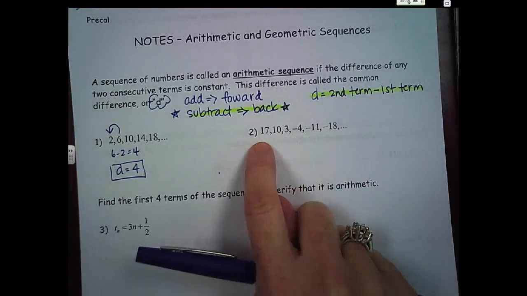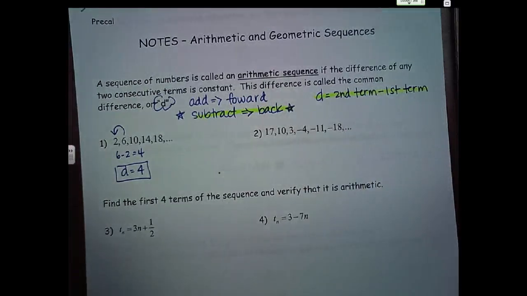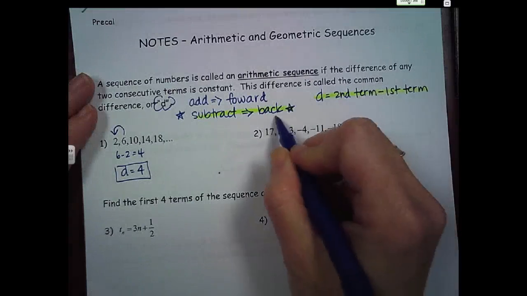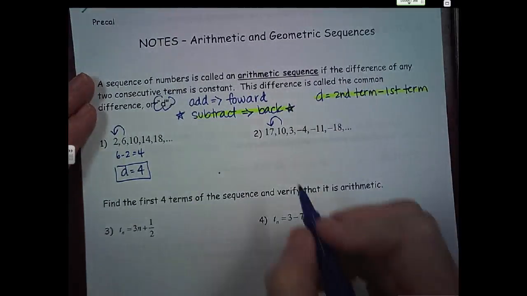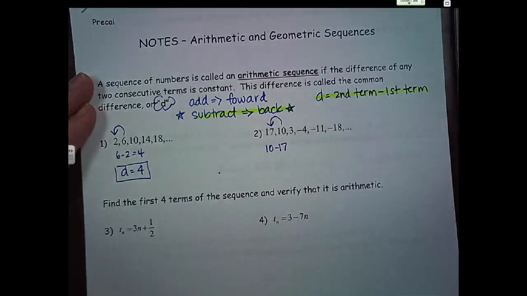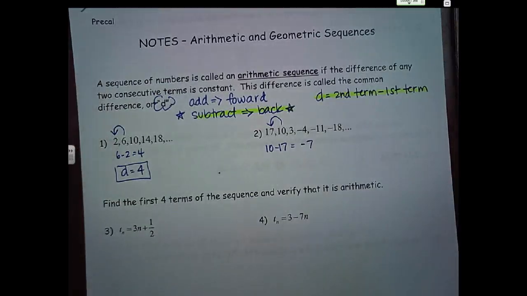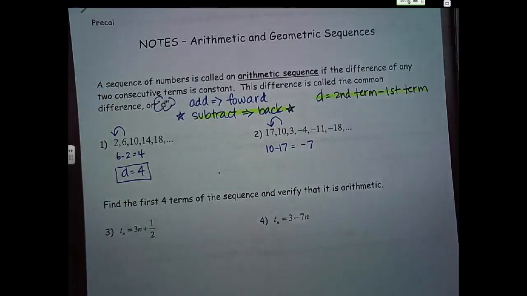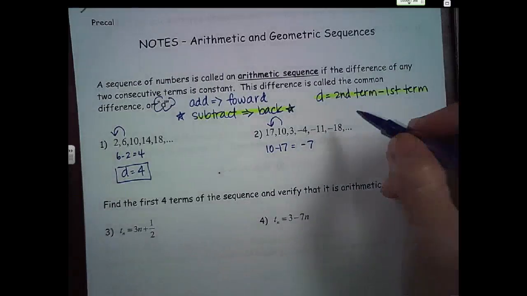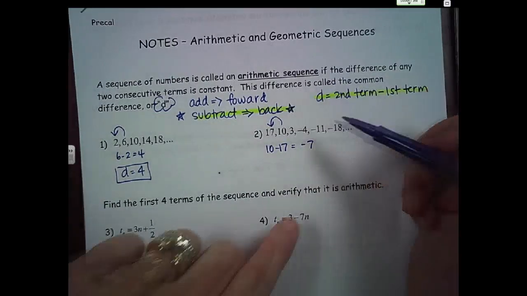I'll give you a second, don't call it out. Try this one. Is it arithmetic? And if so, what's the common difference? Remember your trick. Go this way. So if you do 10 minus 17, what do you get? Negative 7. It's okay for the difference to be negative. It just means that you're subtracting 7 every single time. Check a couple more to make sure, so they're not tricking you. You want it to be minus 7 every time, and you can check.